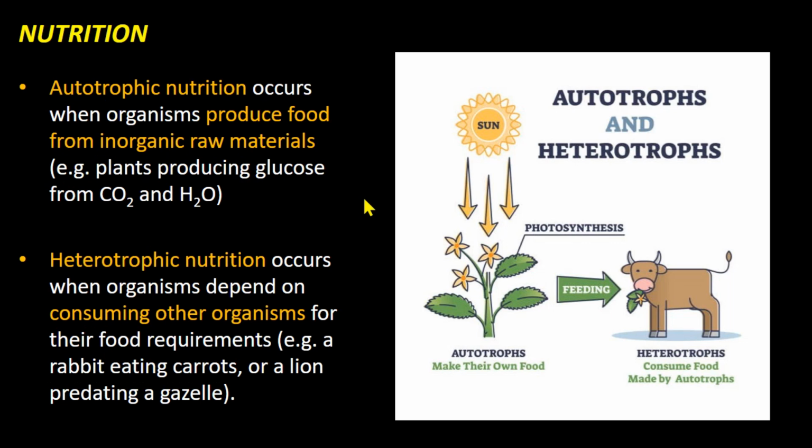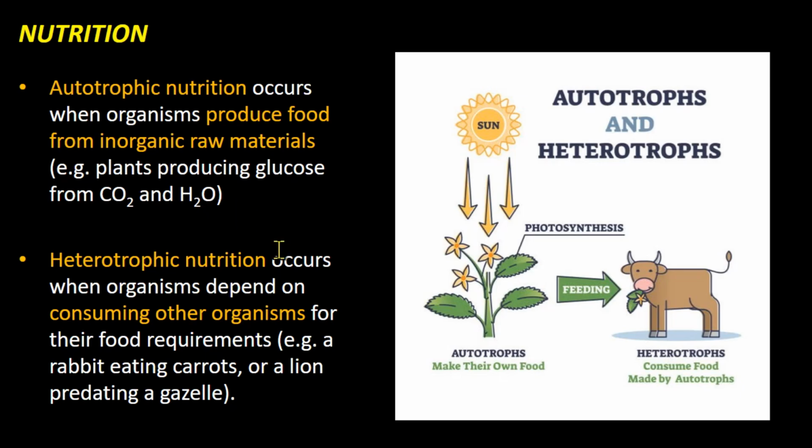Let's look at nutrition. We have autotrophic nutrition and heterotrophic nutrition. Autotrophic nutrition occurs when organisms produce food from inorganic raw materials. So for example, when plants produce glucose through photosynthesis from carbon dioxide and water.